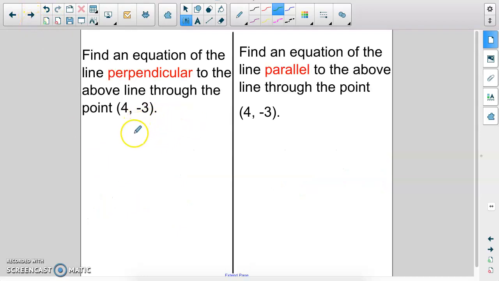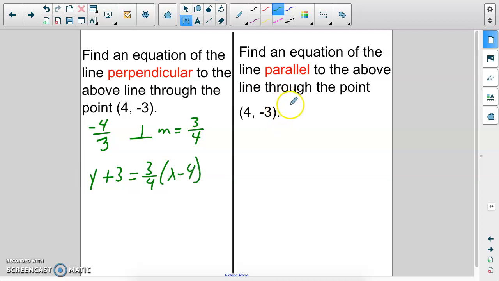Find an equation of the line perpendicular to the above line. So if the above line has a slope of -4/3, then the perpendicular line is going to have a slope of +3/4, the opposite reciprocal. So we're going to do y minus y1 equals m times x minus x1. Find an equation of the line parallel to the above line. So we're going to use that same slope, -4/3. So y minus y1 equals m times x minus x1.